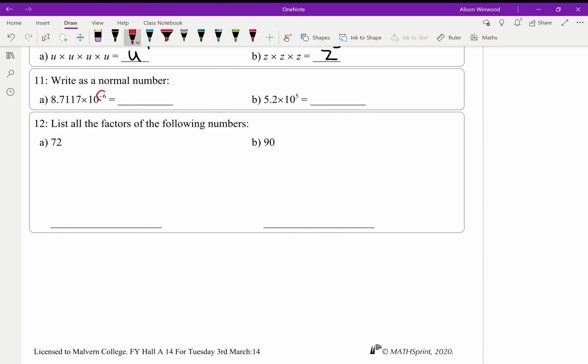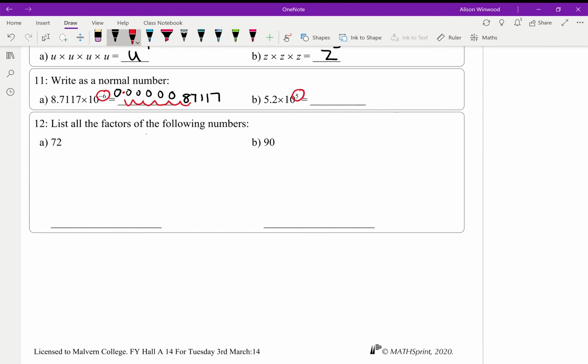The negative power tells me that the zeros are going to be at the front. So I've got the digits 87117. Decimal point was between the 8 and the 7, but it's going to move 6 places. 1, 2, 3, 4, 5, 6. Fill in all the gaps with zeros, including 1 in front of the decimal point so we don't lose it.